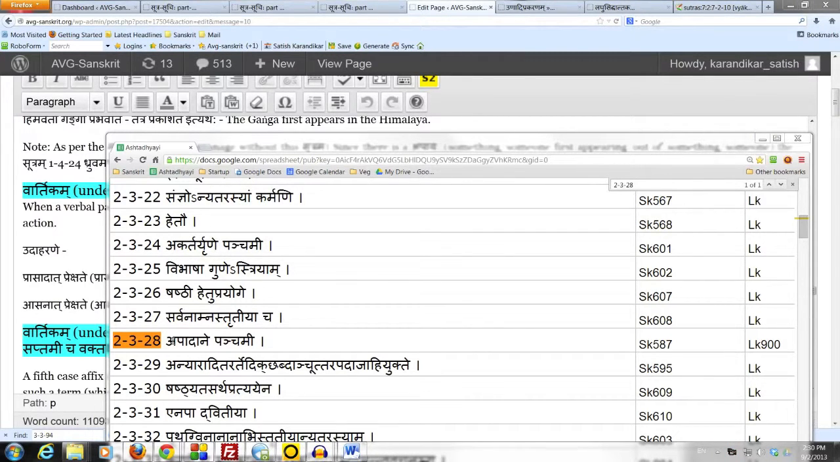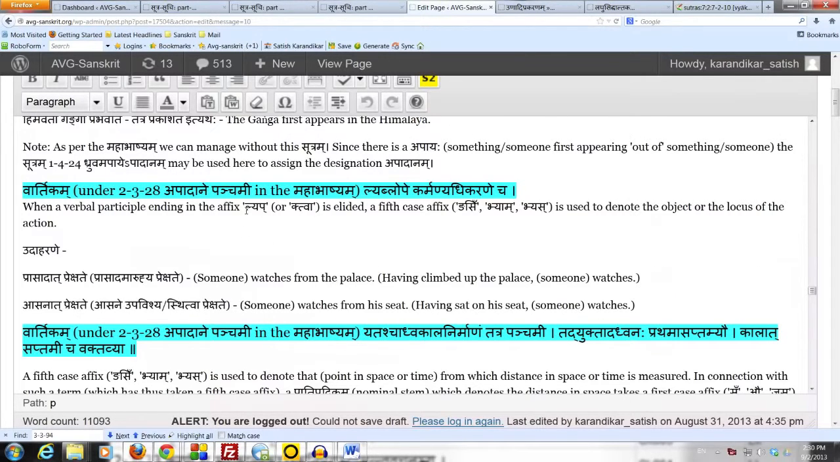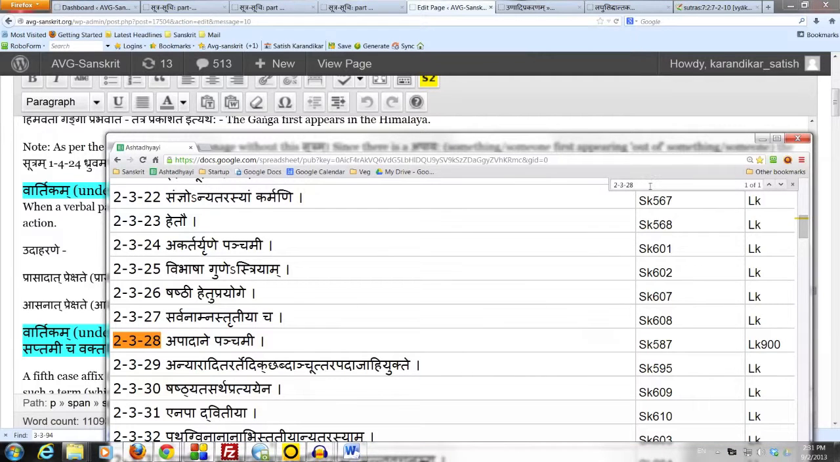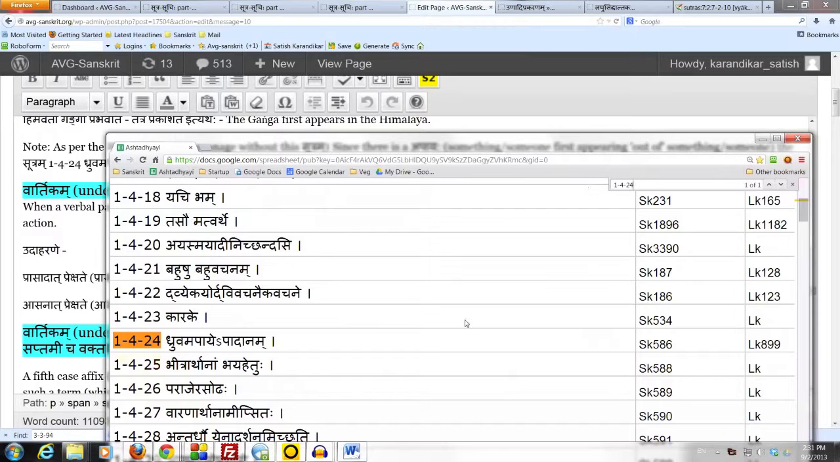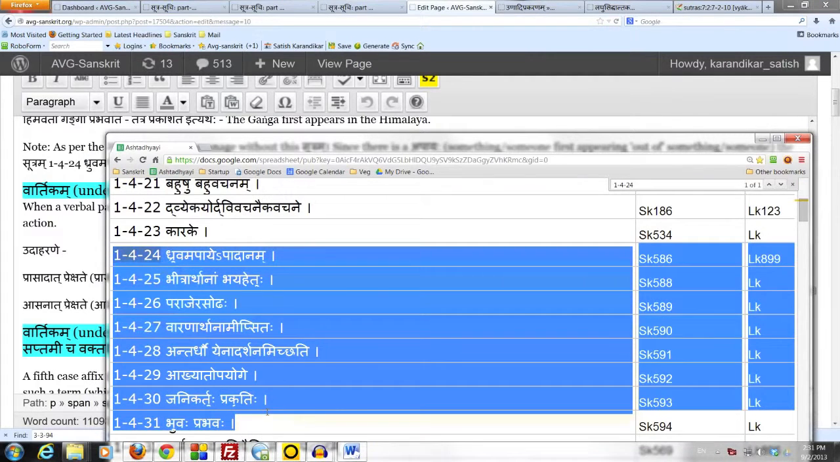Let us now take a Vartikam. Under the Sutram 2.3.28, Apadane Panchami, which we have studied. This is the Sutram we have been using to assign the fifth case affix following a Pratipadikam which denotes the Apadanam. Of course, Apadanam is a Sanya defined by Panini in the section from 1.4.24 to 1.4.31, which also we have studied.